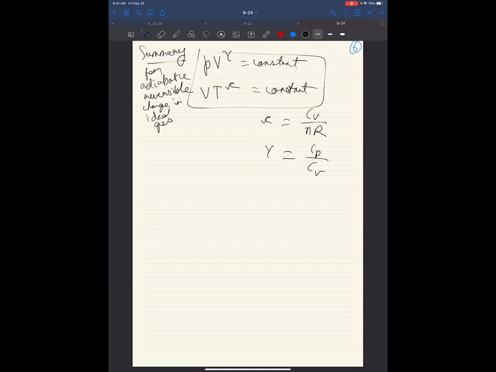Let's see if we can express gamma directly as a function of the number of degrees of freedom. So I keep emphasizing that in this class, I'm not going to bother you too much with calculating the number of degrees of freedom. But once you have the number of degrees of freedom, I do expect you to be able to use it to do something. Okay, so let's try to do that over here. Let's see how gamma connects with degree of freedom. How does gamma connect to F degrees of freedom?